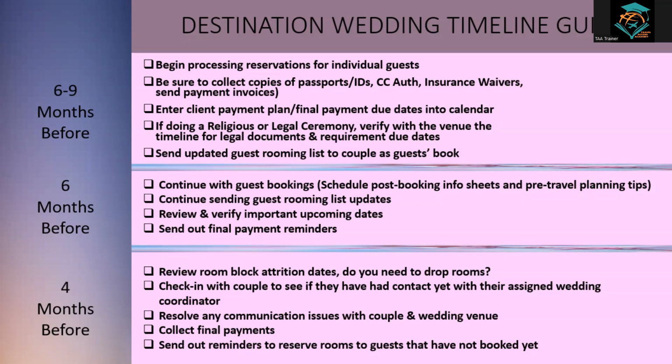4 months before, you're going to review the room block attrition dates again. Do you need to drop rooms? You're going to check in with the couple to see if they have had contact yet with their assigned wedding coordinator. Now, this is important to note, and I think we got into this a little bit in the other trainings, but the bride is initially going to set up some information, but they might not hear from their assigned wedding coordinator till 3 months before the wedding. Some are like 2 months, 30 days. So it just depends.